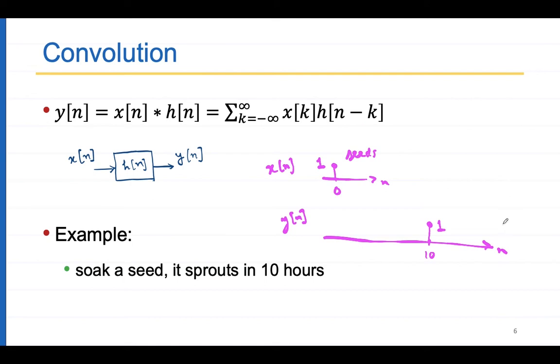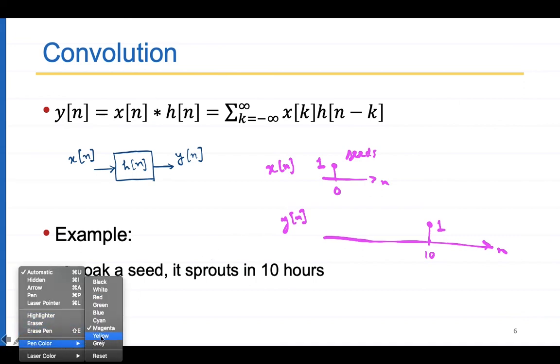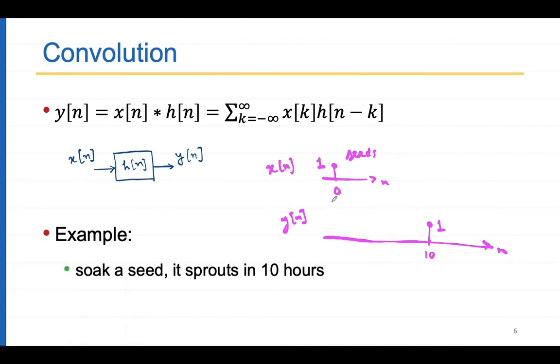Now, what will happen if I soak two seeds instead of one seed? The output will also be two seeds. Now if I soak another seed at t equal to 1, what will happen? At t equal to 11, I will get one more seed sprouting. Right? So this is like a linear time invariant system.